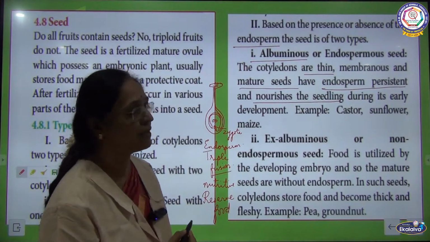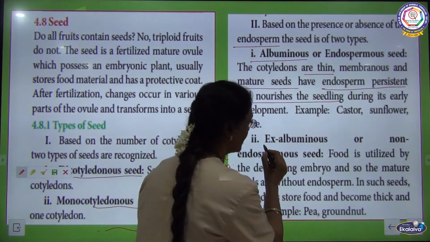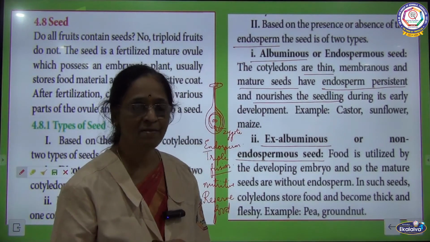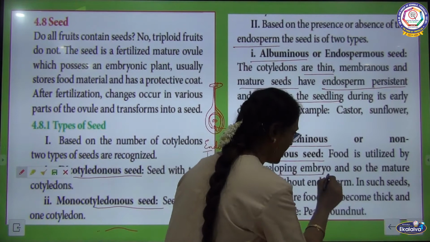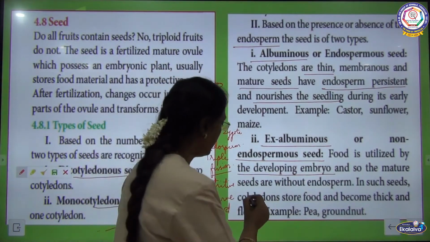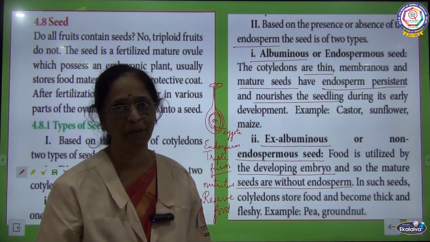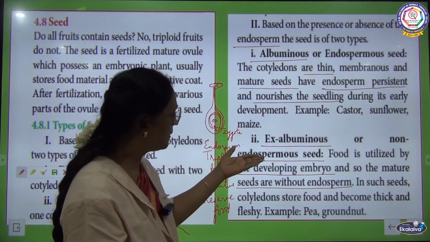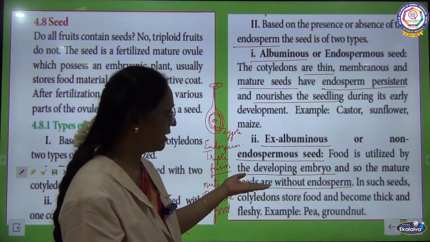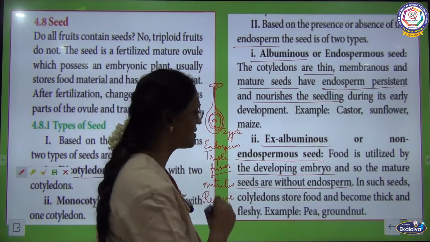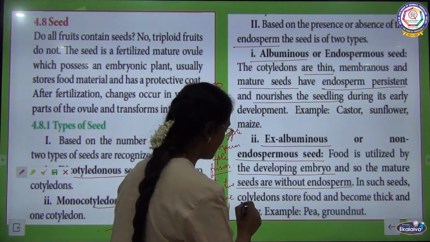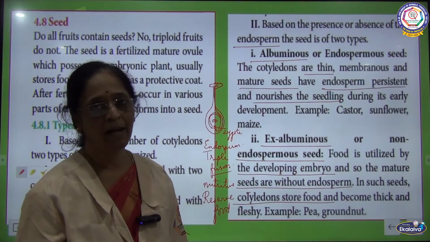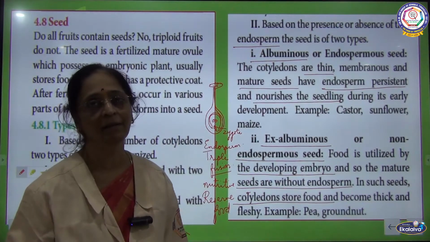Castor, sunflower, maize are all albuminous seeds. And the second type of seeds are called ex-albuminous or non-endospermous seeds. In this, the food is utilized by the developing embryo, so the mature seeds are without endosperm. If the endosperm is persistent, you call it albuminous. If the endosperm has been utilized and it does not have that, then you call it ex-albuminous seeds. In such seeds, you will find that the cotyledons store food and become thick and fleshy. Examples of ex-albuminous seeds are pea and groundnut.